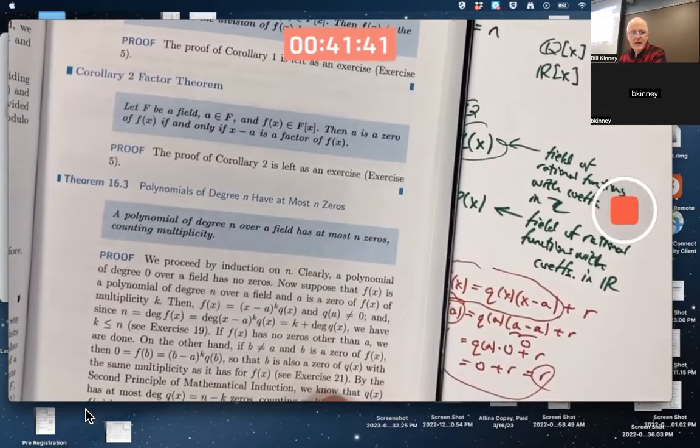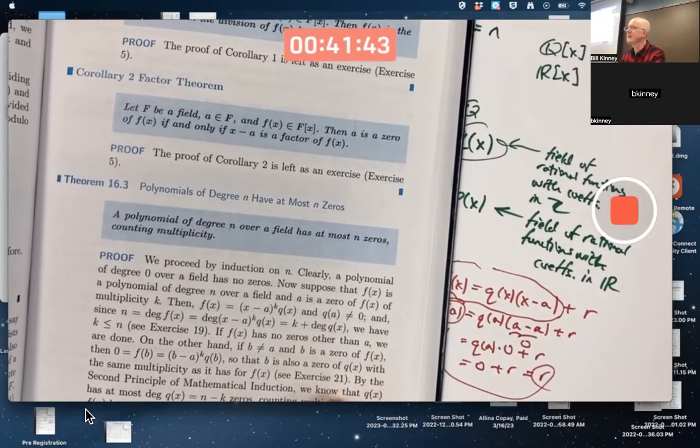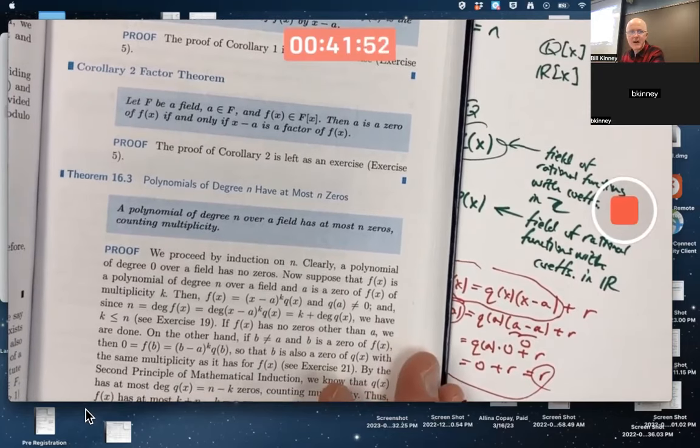Theorem 16.3 is kind of similar to the fundamental theorem of algebra, not exactly the same. In fact, it is different. In fact, it's much easier to prove. The claim is a polynomial of degree n over a field has at most n zeros, counting multiplicity.